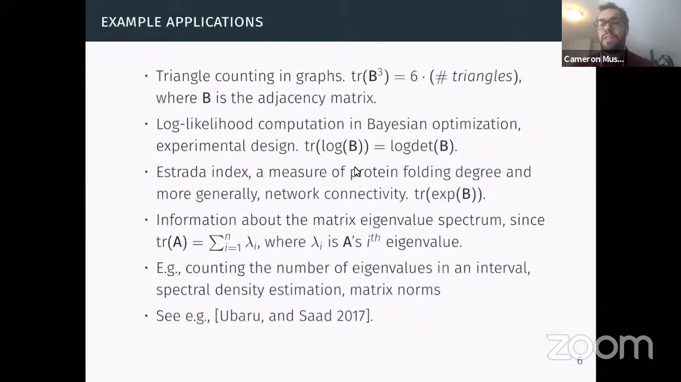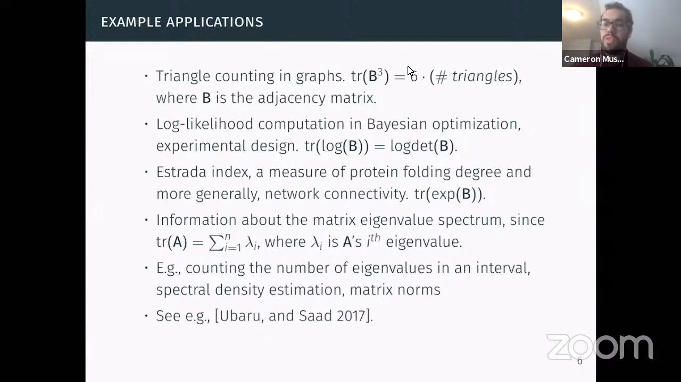So what we're looking at today is matrix-free trace estimation. When I care about approximating the trace of these different functions of a given matrix, or in general, approximating the trace of a matrix that isn't given to me explicitly. There's tons of applications of this. It's been really widely studied in the literature. I'll just give a very brief list here. But a great survey to look at is a recent, very short list of applications by Ubaru and Saad in 2017.